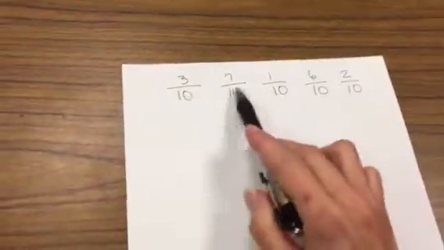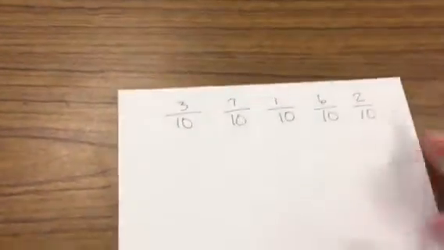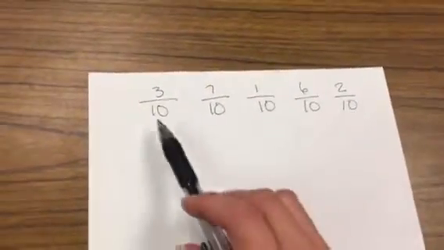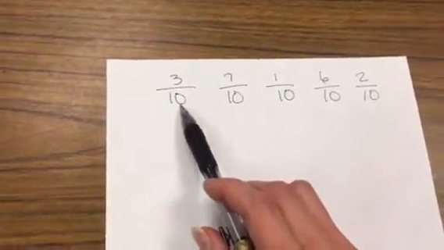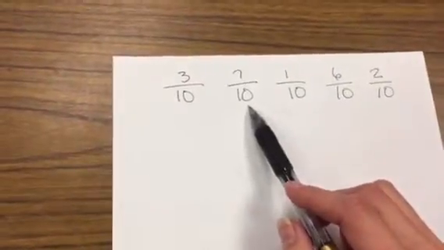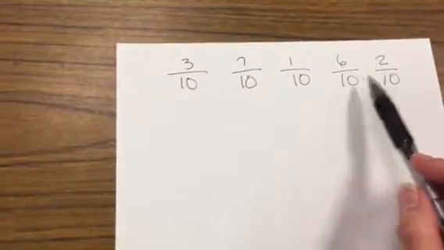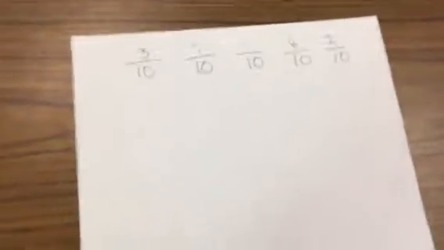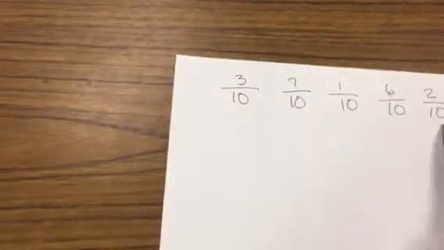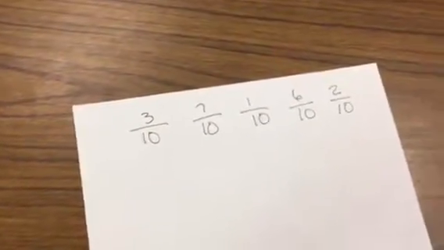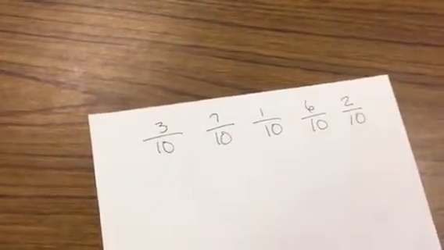So if we thought about each one of these as a pan of brownies, each pan of brownies is cut into 10 pieces. And out of this piece, we have 3 of those 10 pieces. And out of this one, we have 7 of the 10 pieces and 1 of the 10 pieces, 6 of the 10 pieces, and 2 of the 10 pieces. So when they all have the same number of pieces originally, that means all of their pieces are the same size because they're all the same number. So that makes it a little easier when we're ordering.